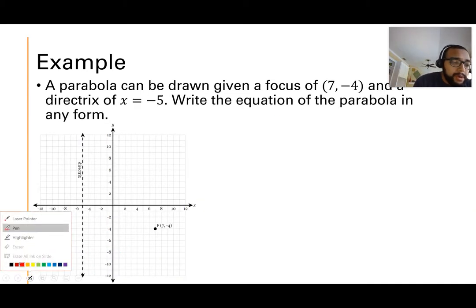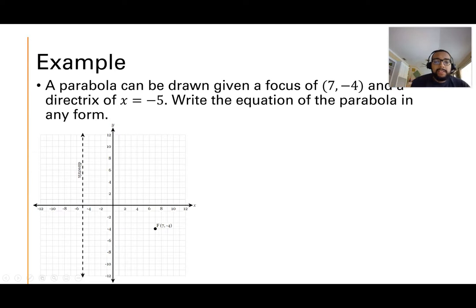I think it's the final question here. Focus (7, -4), directrix x equals -5. Pause the video, try it yourself. Welcome back. Don't know how long it took, but I do know that the distance between the directrix and focus will help us find our missing values.